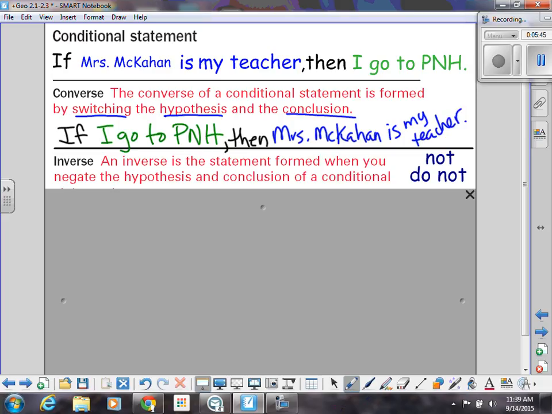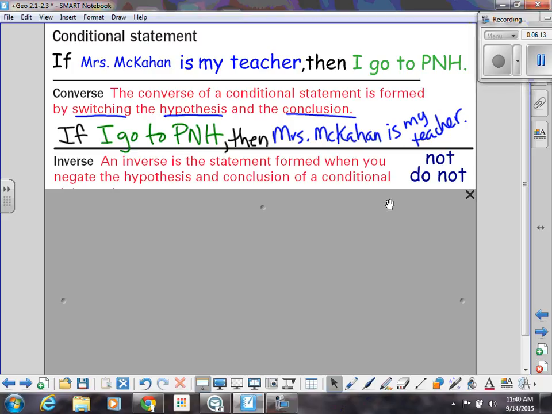Okay, that would be the converse. Is that true? If I go to PNH? So give me a counterexample, and that would prove it false. So yeah, anyone who goes to PNH and does not have me, that would be a counterexample to show that that's false. Okay? So this converse in this situation happens to be false. All right? Conditional statements and converse statements, they can be true or false. It depends on what the statement is.